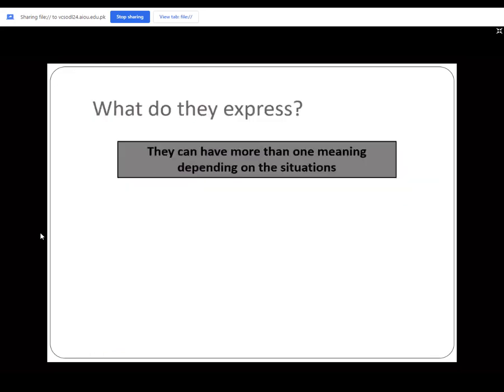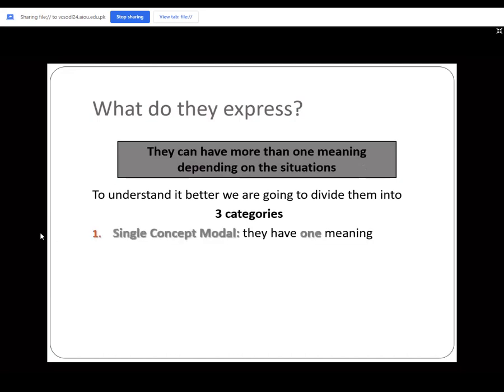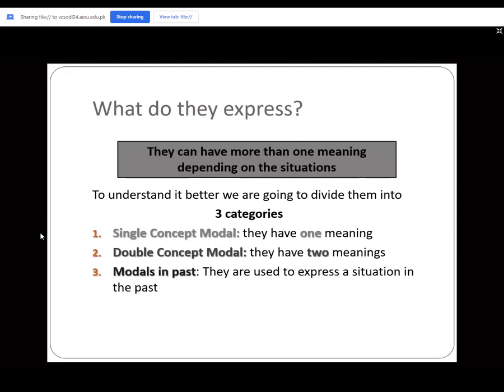What do they express? They can have more than one meaning depending on the situation. To understand it better, we can categorize them into three main categories: single concept modals, double concept modals, and modals in the past. Single concept modals have one meaning, double concept modals have two meanings, and modals in the past are used to express the situation in the past.